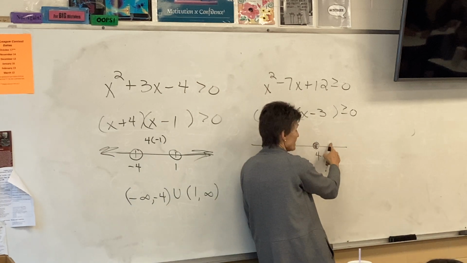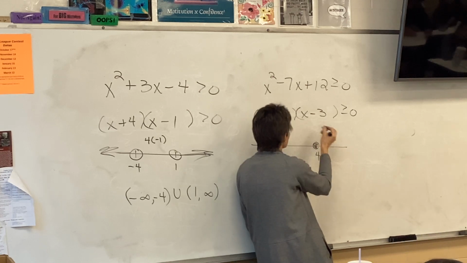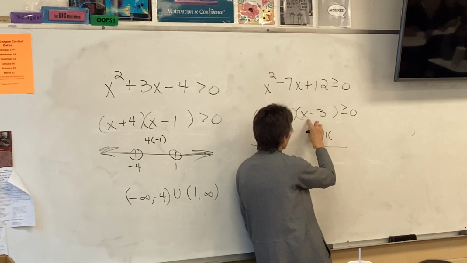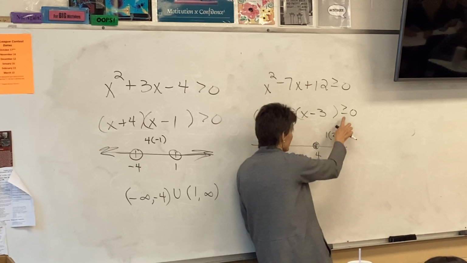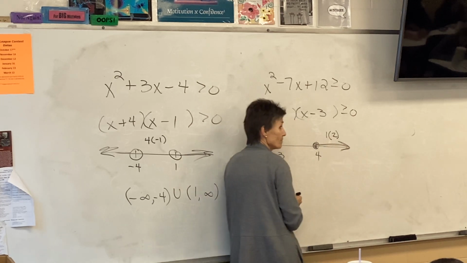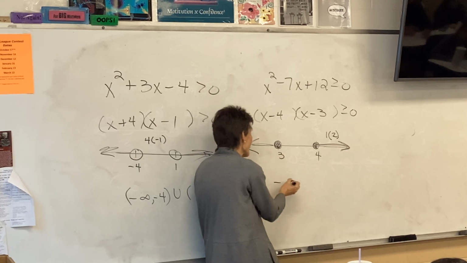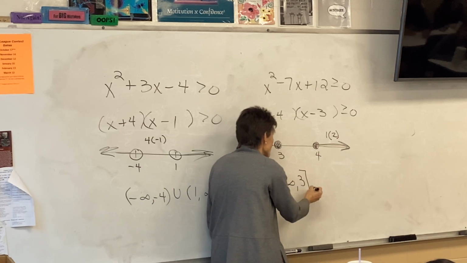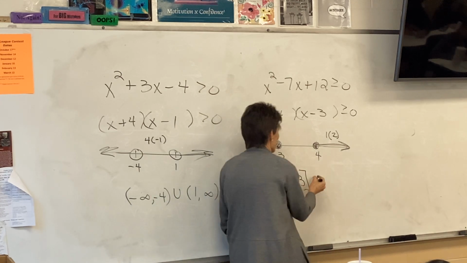So he's checking to see if he's going to shade out here. 5 minus 4 is 1. 5 minus 3 is 2. Should he shade out here? Yes, because 2 is bigger than 0. So if he shades there, he's also going to shade here. Equal to doesn't matter, except when I write my answer, I have to use a bracket. Never on the infinity, but on the numbers.